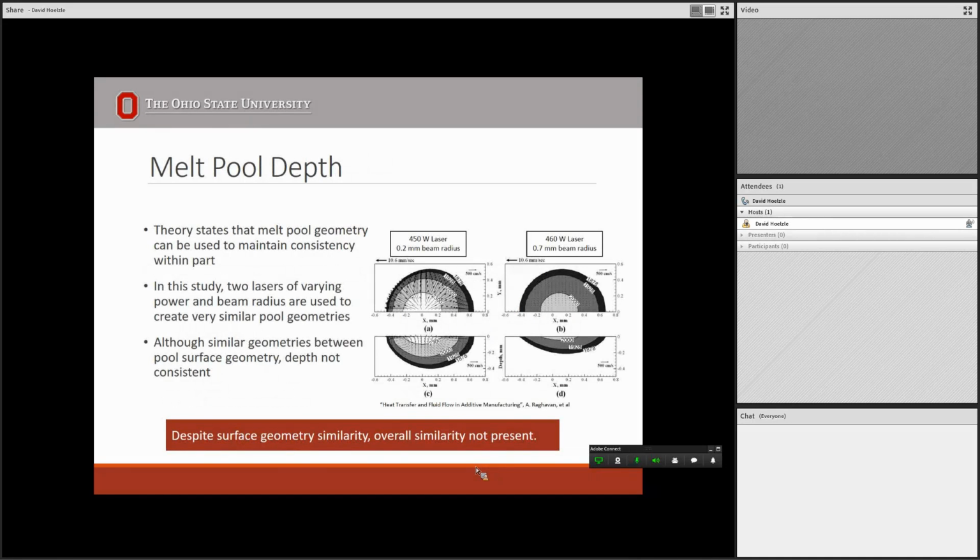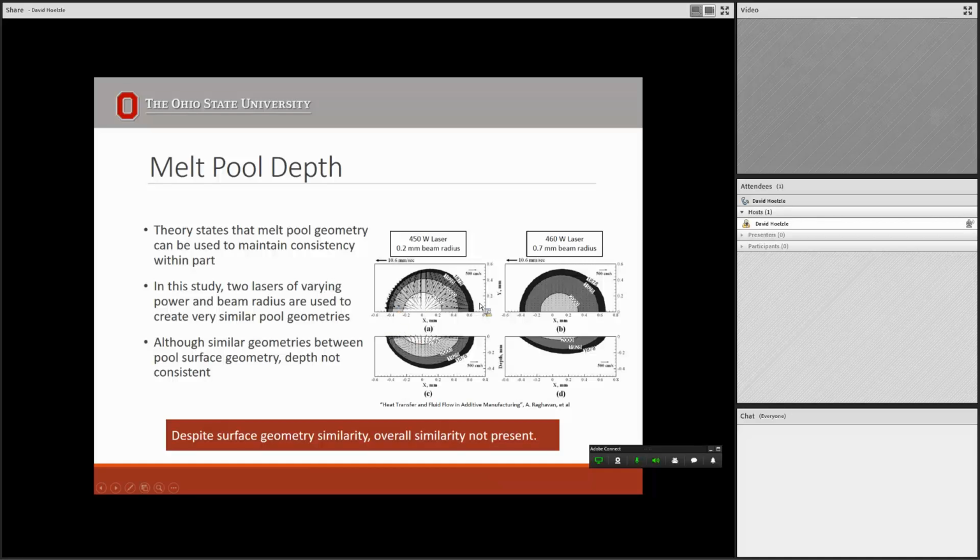So, first topic: the melt pool depth. The theory of this process control, as I mentioned earlier, is that if we control the melt pool shape as the part is created, we may be able to know what the characteristics look like on the other side, or control them to be consistent throughout the part as it's being built up. In this particular example, two lasers of varying power and beam radius are used to create these very similar pool geometries. You can see in the figure on the right here, hopefully you can see that okay.